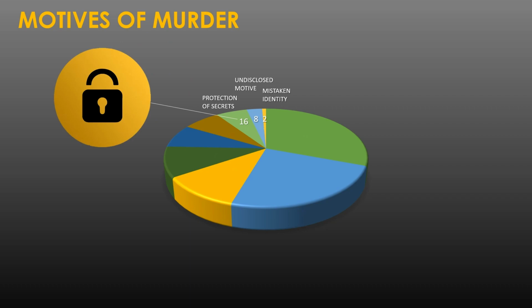Protection of secrets. Secrets and hidden truths play a significant role in Christie's mysteries. Characters may resort to murder to protect their reputations, conceal past misdeeds, or prevent damaging revelations from coming to light.